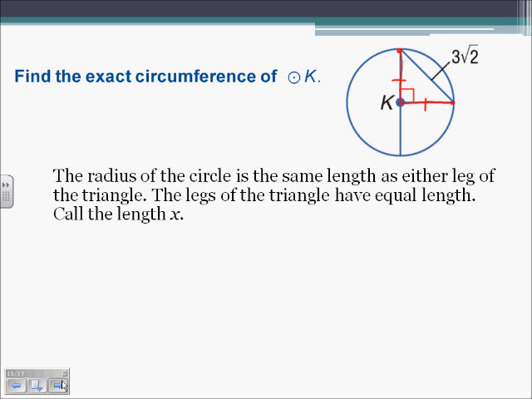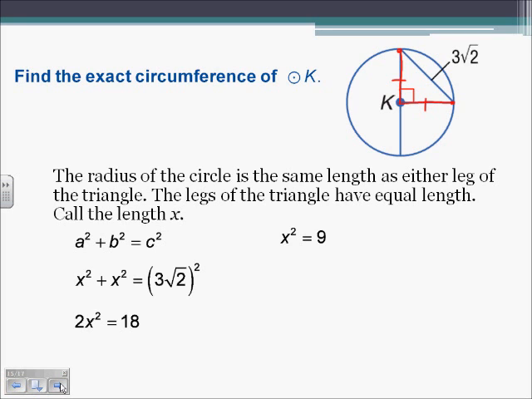So since all radii of a circle have the same length, we can call both of those legs x. Since it's a right triangle, we can use the Pythagorean theorem. So we know a squared plus b squared equals c squared, but both of the legs are the same length, and we call them x. So really we have x squared plus x squared equals 3 times the square root of 2, squared. So then we have 2x squared equals 18. So x squared equals 9. And square rooting both sides, x equals 3.